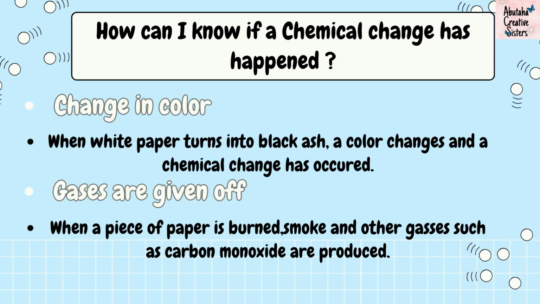How can I know if a chemical change has happened? Change in color. When white paper turns into black ash, a color changes and a chemical change has occurred. Gases are given off. When a piece of paper is burned, smoke and other gases, such as carbon monoxide, are produced.